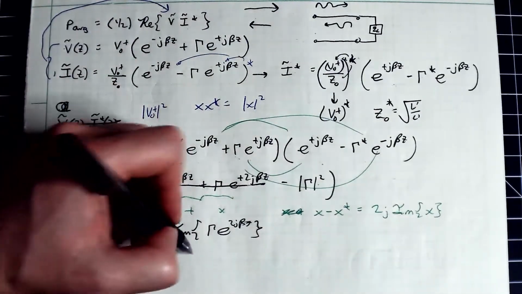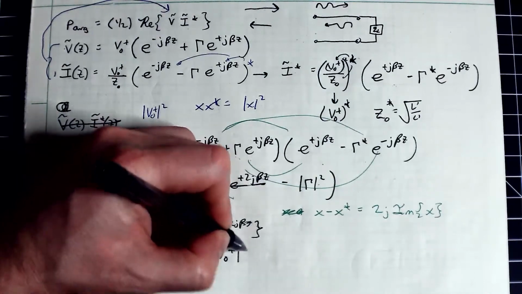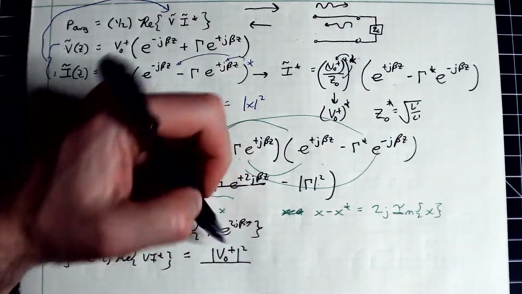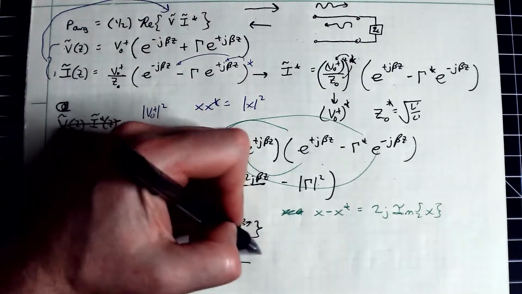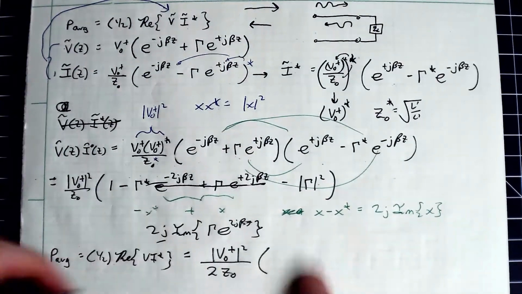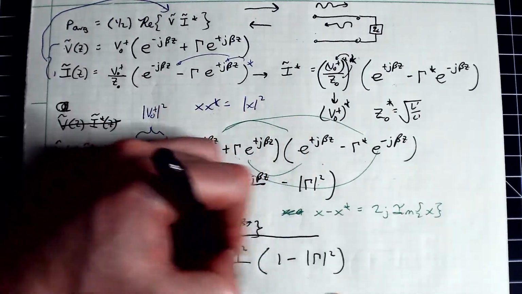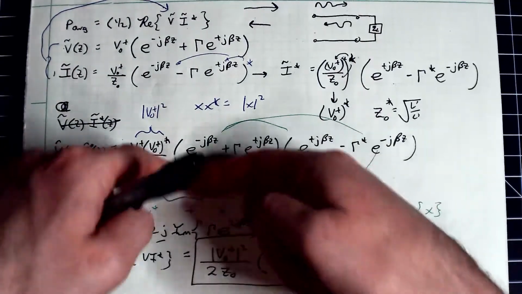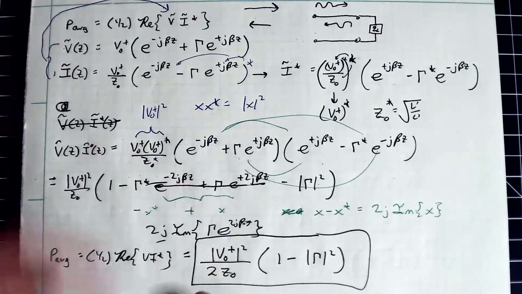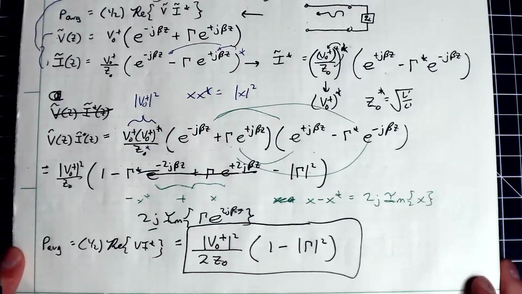So all I'm left with is going to be magnitude of V naught plus squared divided by 2 times characteristic impedance. I'm going to get 1 minus magnitude of gamma squared. So it simplified out pretty well. It looked a little worse than it was. Just remember, these came together to create a purely imaginary thing, and then when I took the real part of it back here, that just threw it away at the end of the day.